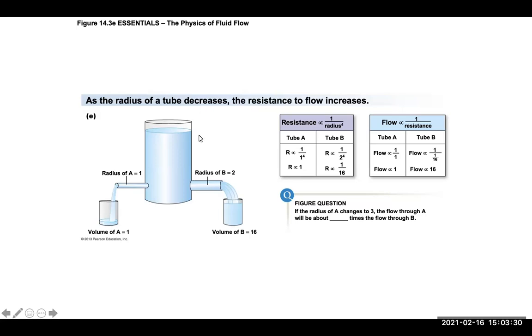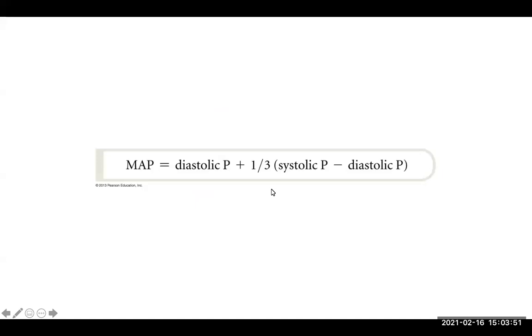So, this particular example shows you as the radius of the tube decreases, like on the left, the resistance to the flow increases. So the volume of, we'll call it water in this case, which comes out is much slower than what comes out of the right side, because the radius of this vessel or tube, if you will, is much larger.